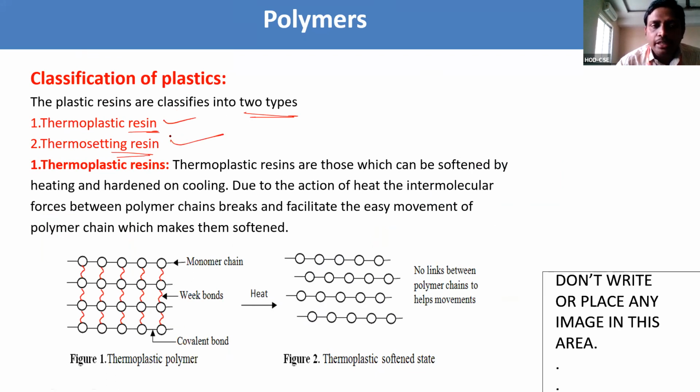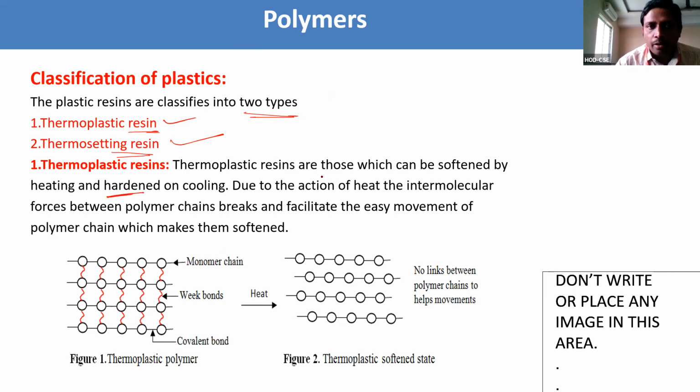We need to discuss what exactly a thermoplastic resin is and what a thermosetting resin is. The thermoplastic resins are those which are softened by heating. Before heating, a thermoplastic resin is hard. These resins soften by heating and harden on cooling.